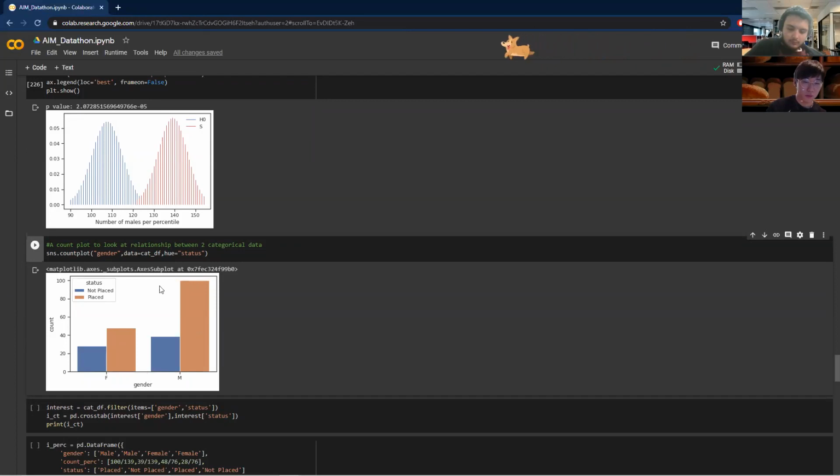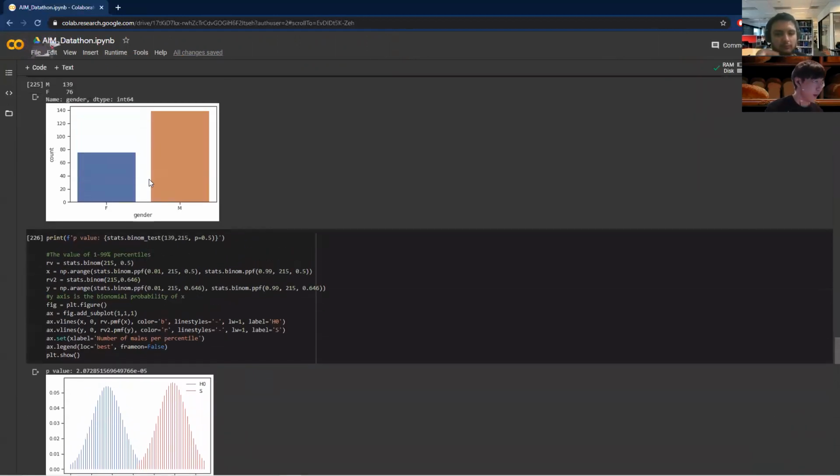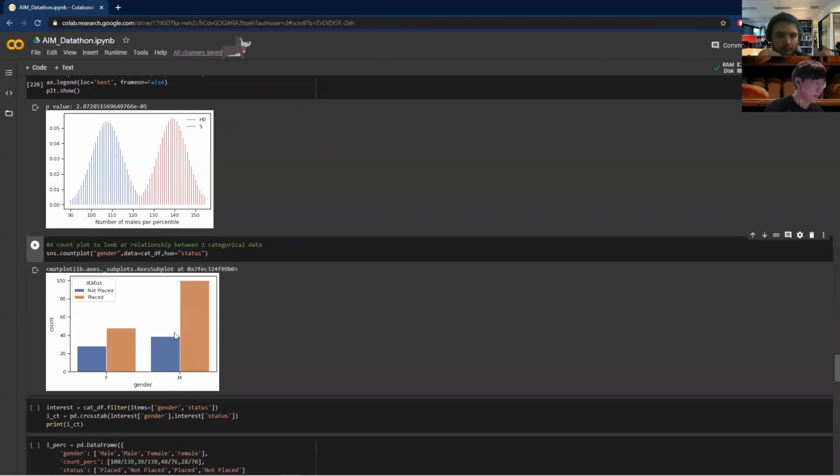Now, with this graph, there are a few things you can think about, but the first thing you really need to think about is: is this comparable? How can you compare between these values and these values? Because we know that there are twice as many males as females. So it's a bit hard looking at this to compare.